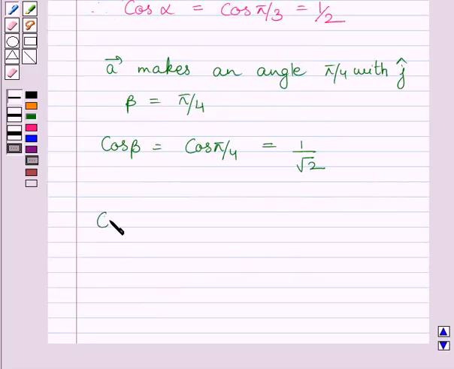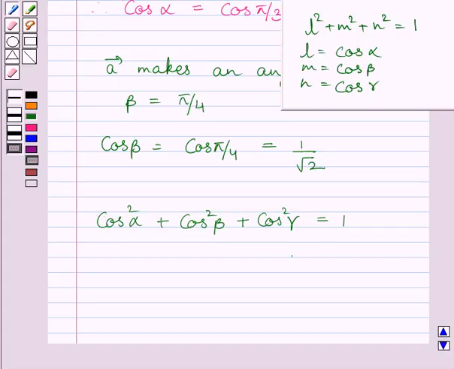Now if vector A makes angles alpha, beta and gamma with x, y and z axis, then cos square alpha plus cos square beta plus cos square gamma is equal to 1. We know cos alpha, cos beta and cos gamma are direction cosines of vector A, and sum of squares of direction cosines is equal to 1. Or we can say if L, M, N are direction cosines of a vector, then L square plus M square plus N square is equal to 1. Now here L is equal to cos alpha, M is equal to cos beta and N is equal to cos gamma.